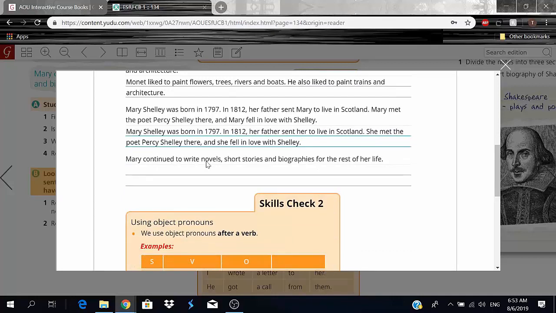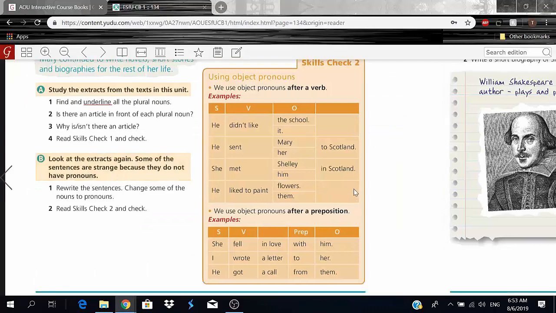Mary continued to write novels, short stories, and biographies for the rest of her life. I can probably say, I think this one's about the same. Mary continued to write novels, short stories, and biographies for the rest of her life. So, I could say she, obviously referring to Mary, but I'm not too sure. I'd have to read the text. So for now, this is the exact same. Okay? Simple stuff, you guys.